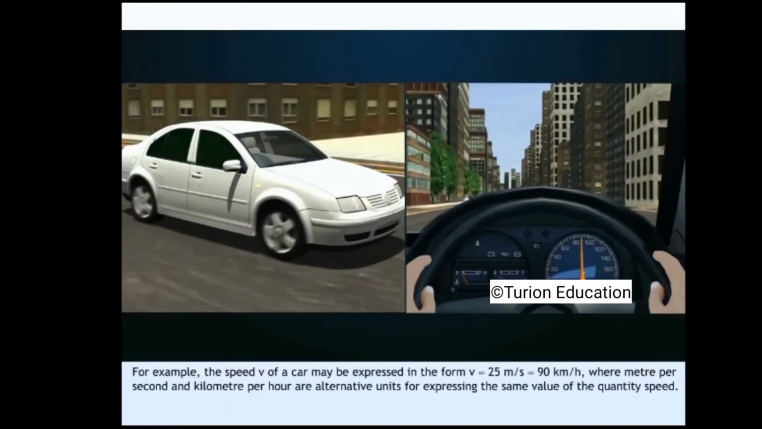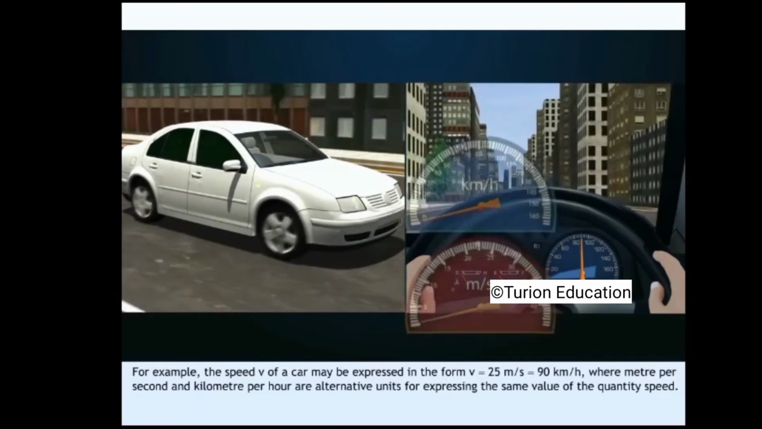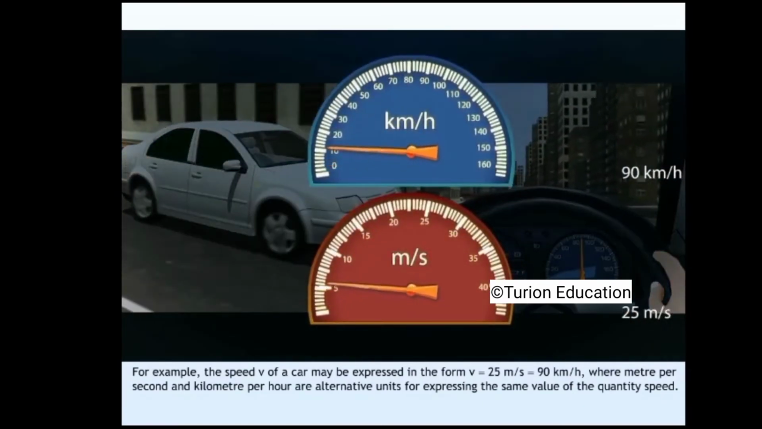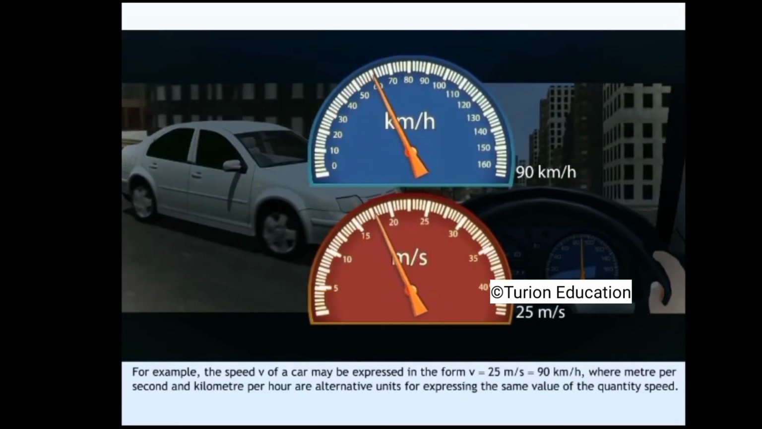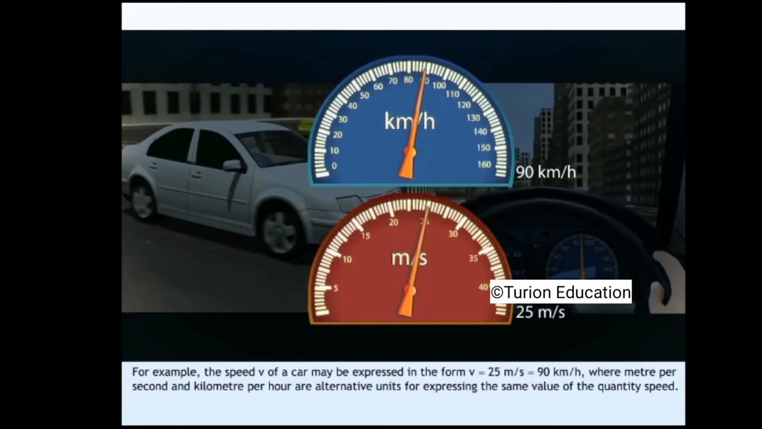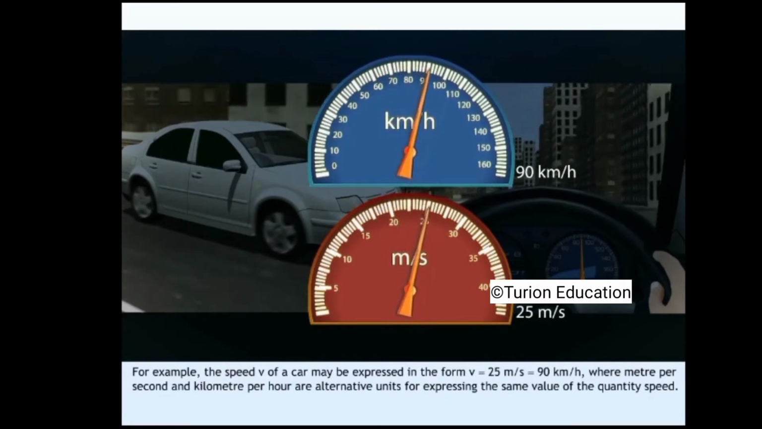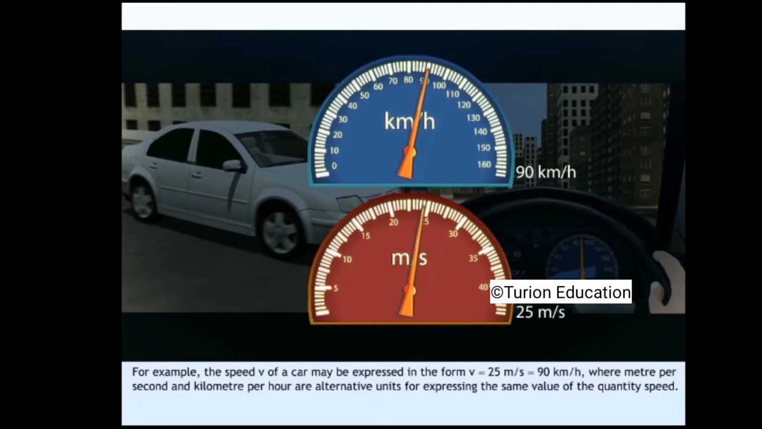The International System of Units, SI. The measurement of any physical quantity consists of 2 parts, a number and a unit. For a particular quantity, many different units may be used. For example, the speed v of a car may be expressed in the form v equals 25 meters per second equals 90 kilometers per hour, where meter per second and kilometer per hour are alternative units for expressing the same value of the quantity speed.